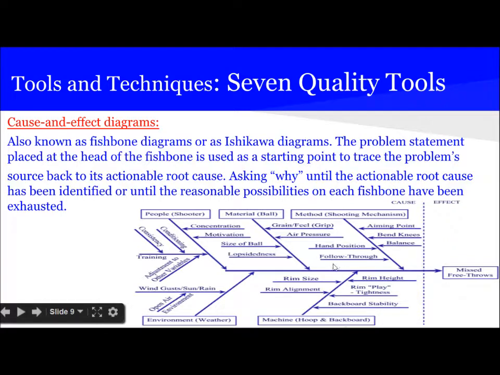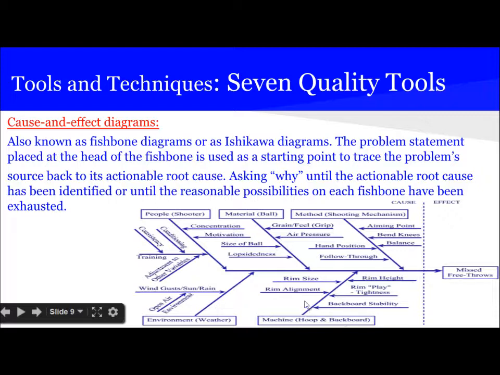Then for material we are using grain, air pressure, size of the ball, lopsidedness. And people is dealing with motivation and concentration. Then there is one more thing, training, conditioning, consistency, adjustment to other variables.